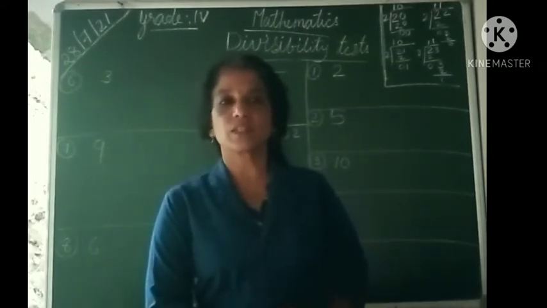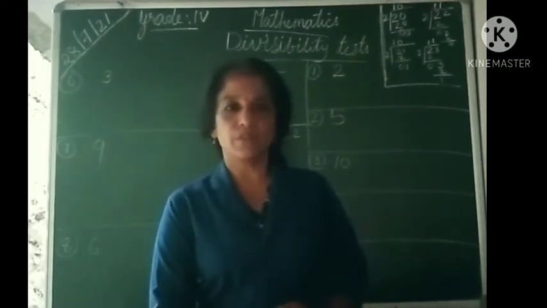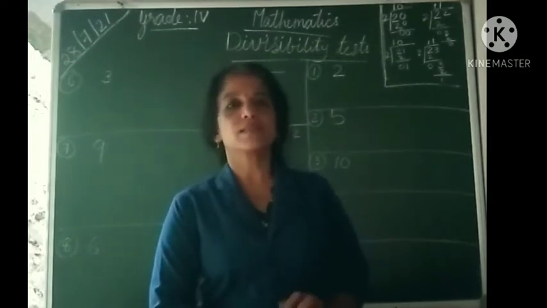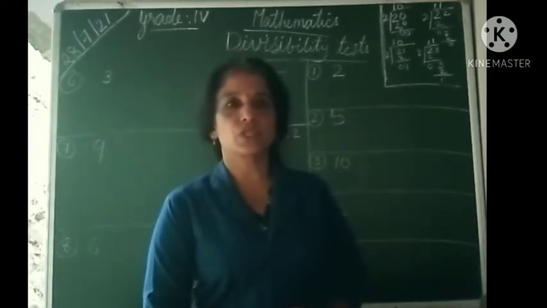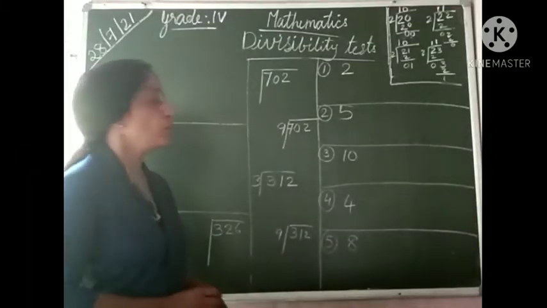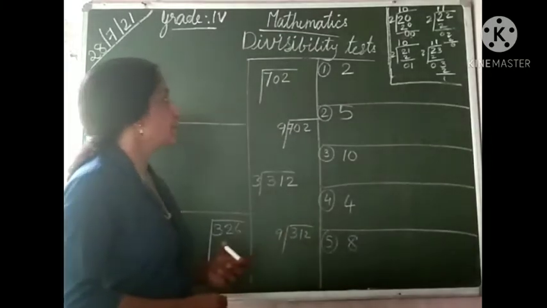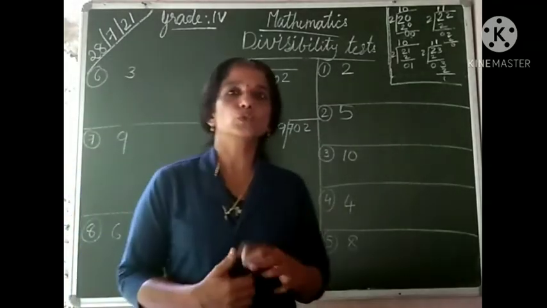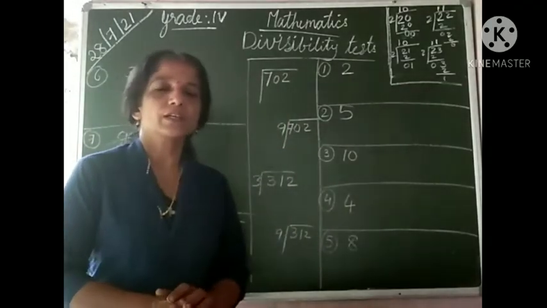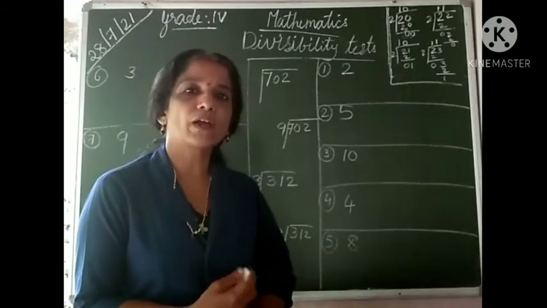Now we finished the two-digit division. Now there is an easy method for division, that is divisibility test. Now we can study about divisibility test. What is meant by divisibility test? If you get a number 225, is that number divisible by 5?